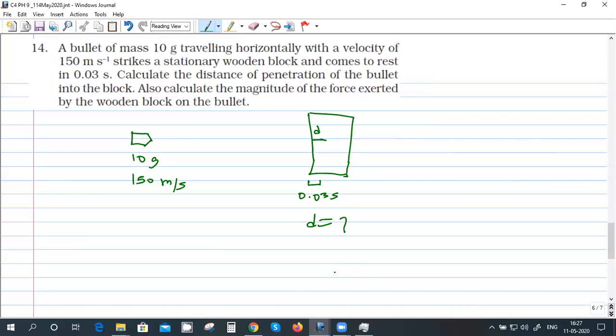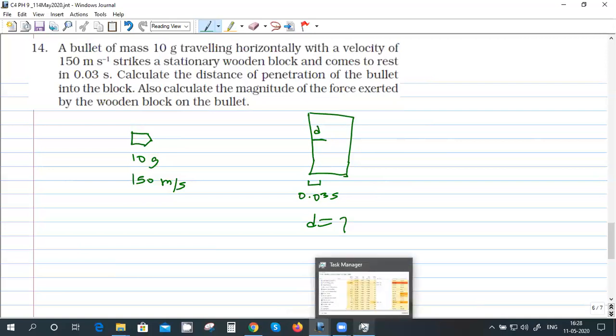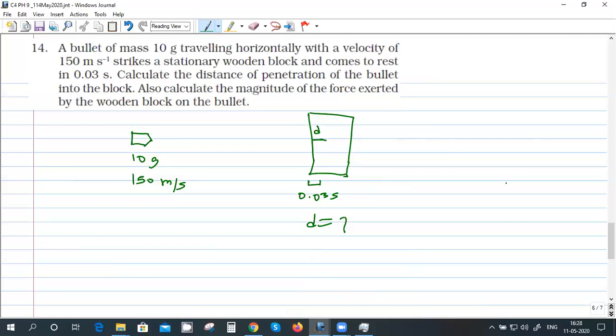So how do you find this depth? First you have to figure out how fast it travels and how much distance it covers in how much time. I said you calculate how much distance it travels in 1 second, and then because you know the time is 0.03 seconds, you can divide it and see how much distance.